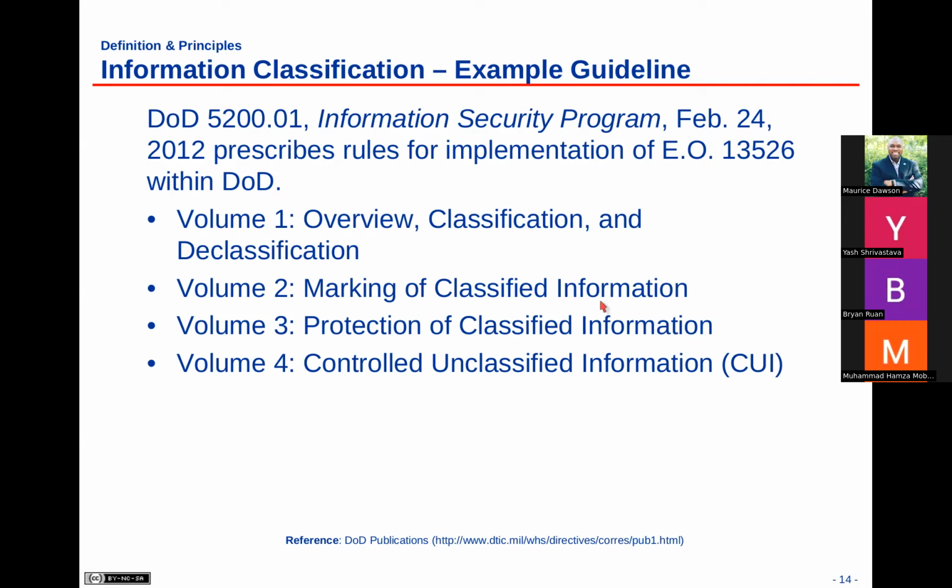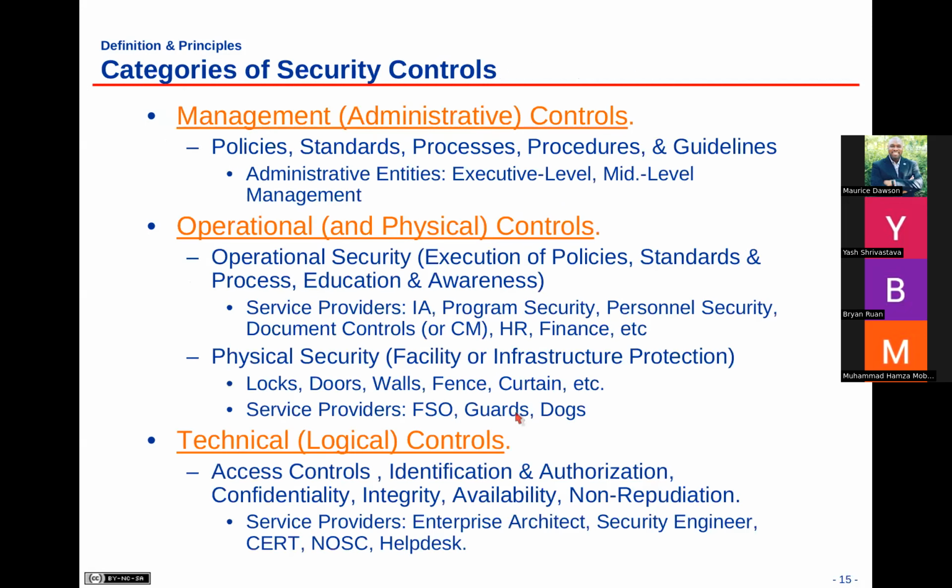So marking, how do you mark the information? How do you protect it? And then controlled unclassified information. Now, there are different controls. The administrative controls: policies, standards, processes, guidelines. Then you have operational or physical controls. Think about guns, gates, and guards. Whenever you think about physical security, think guns, gates, guards. So you have that. And then you have technical controls.